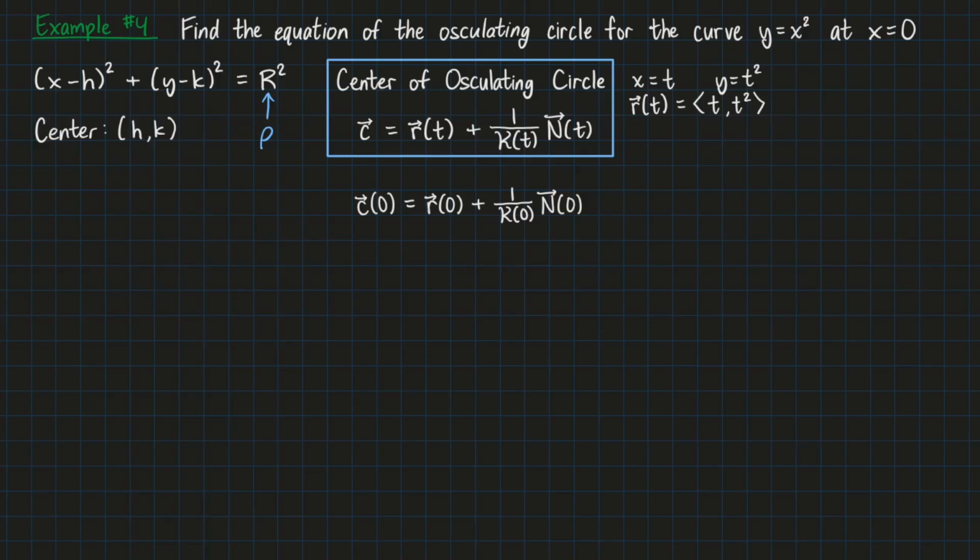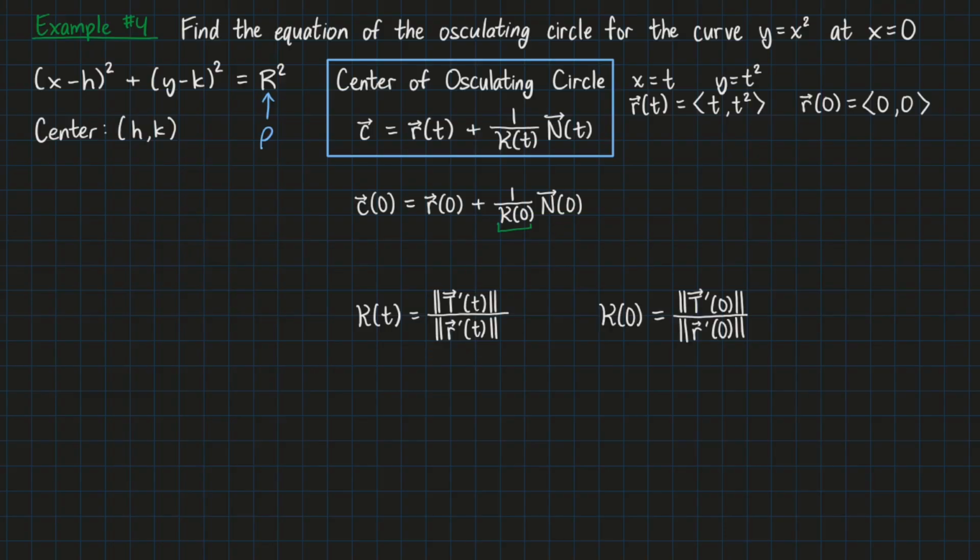To find c at t equals 0, we need to find r of 0, kappa of 0, and n of 0. We can find r of 0 right now. That's just 0, 0. We also want to find curvature evaluated at t equals 0. For curvature as a function of t, I'm going to use the magnitude of T prime of t over the magnitude of r prime of t again. To find N, we need T prime and the magnitude of T prime. So if we solve for curvature with this formula, we'll find T prime and the magnitude of T prime within the process.